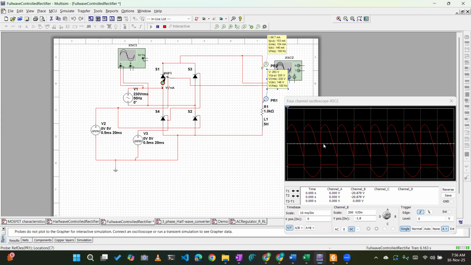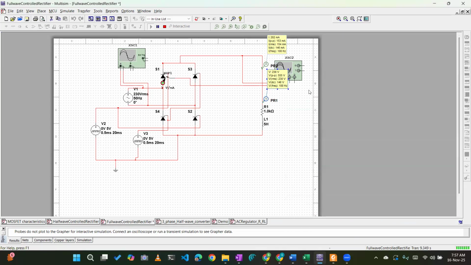Now from the theory, 2 Vm by pi cos alpha, cos 45, is equal to your average voltage, and that should be equal to 146 volt. Done. That much only. You don't need to make a table and do it for different alpha. You will be asked for one alpha only. It will not be for multiple things, only one or two questions similar to how we have discussed now.